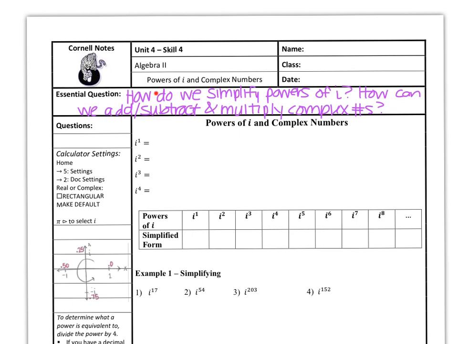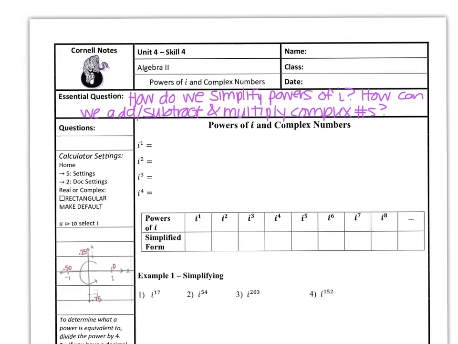So here's your essential question. It says, how do we simplify powers of i? Remember, i is the imaginary unit. We learned about this back in 4.1 with the square roots of negative numbers, which turn into imaginary numbers. And then the second question is, how can we add, subtract, and also multiply complex numbers? Complex numbers are numbers that have an i in them, an imaginary unit.